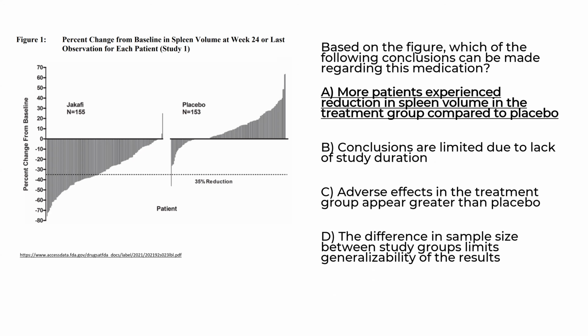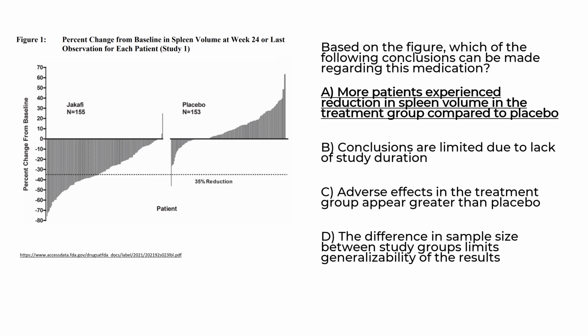Moving on to the answer. The answer for this one is A. If we look at the graph and try to get an understanding of what's happening, we see that on the left, we have the Jakafi group, and on the right, we have placebo. Think of this as two separate groups, and they give you a sample size under each. And remember, if there's a significant difference between those two, keep in mind all of the things that apply to reduction in sample size.